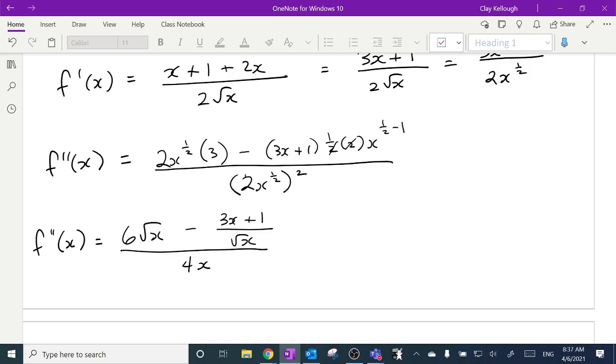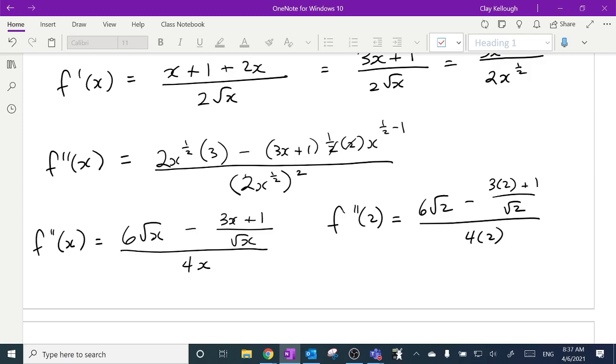Okay. All right. I could, if I wanted to, make this numerator here easier by combining it. But since I'm plugging in a value, I might as well just plug in the value. So let's find f double prime of 2, just from here. So that's going to be (6 root 2 minus (3 times 2 plus 1) over the square root of 2) all over 4 times 2.